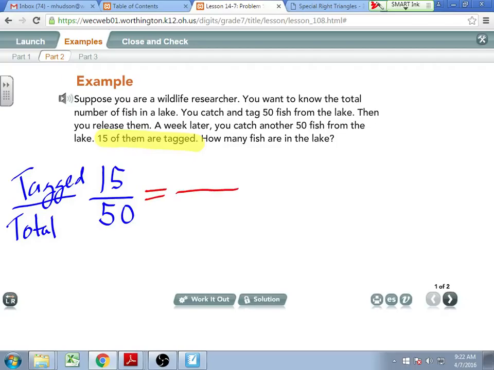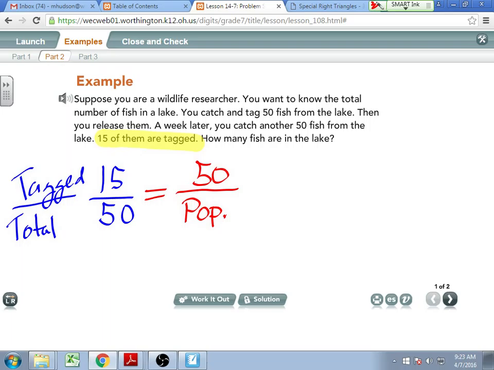And since I had tagged on top over total, now if I want the total population, and that's what I don't know, how many are tagged out of the whole population? 50. That's how many are tagged in the sample I just caught. So now we set up our tagged out of the population over our tagged out of our total sample. Because if it's representative, it should have a proportional relationship.